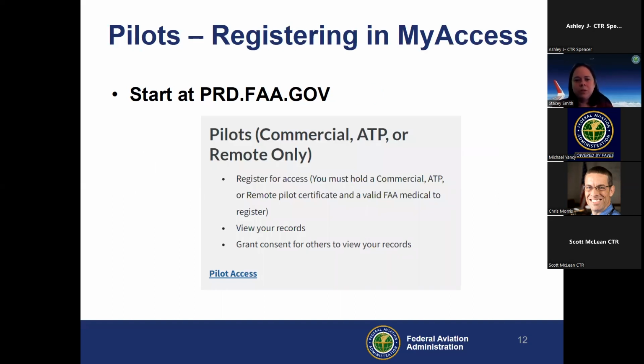So now let's take a look at the process for registering in MyAccess. First, you'll go to our website. You can type in prd.faa.gov. It works best to use either Google Chrome or Microsoft Edge. Pilots, you'll start over here at the top of the page where it says Pilot Access. Click on the link.